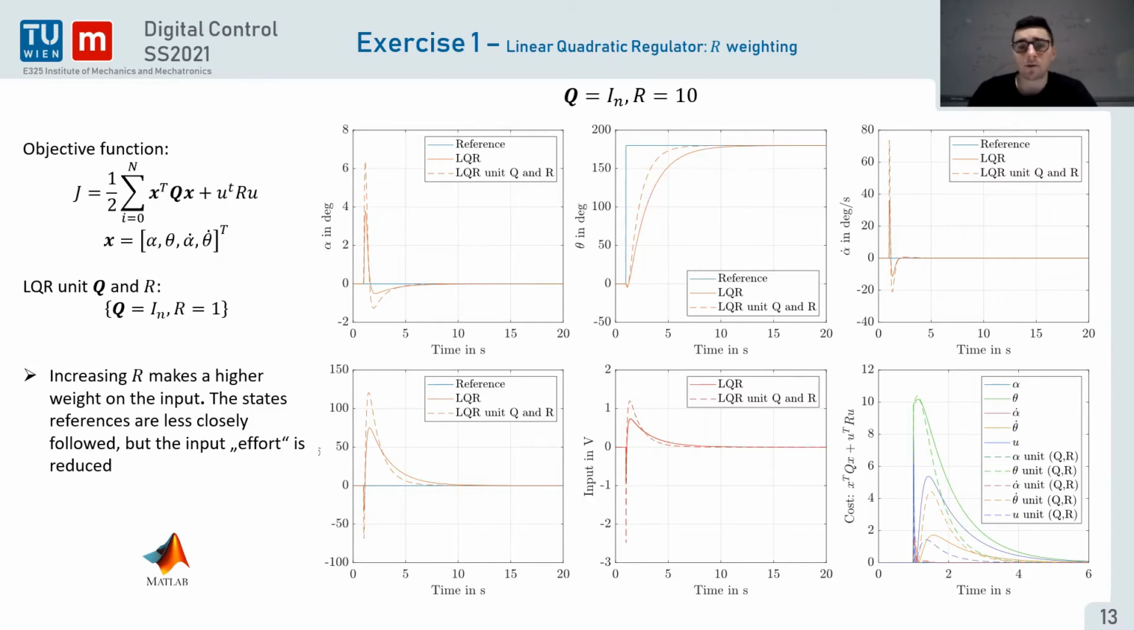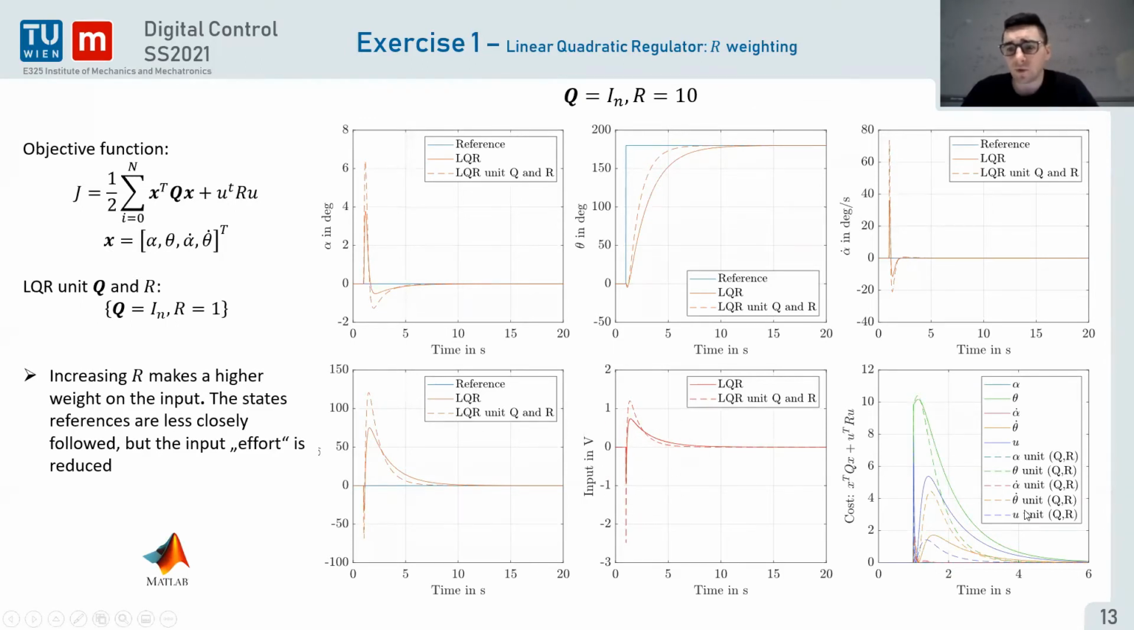And why does it take more time? It's just because we have a higher input weight, and so that means that we can use less input. And so if we look at the input graph, this one here, you can see that the dashed line uses up to minus 2.5 volts and more than 1 volt, whereas the continuous line, which corresponds to R equals 10, is much closer to 0, let's say. That means that we're less aggressive with the inputs when R is increased. The system is slower to react, but the input is lower in terms of norm, basically.